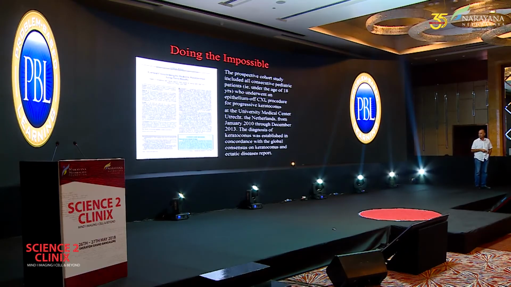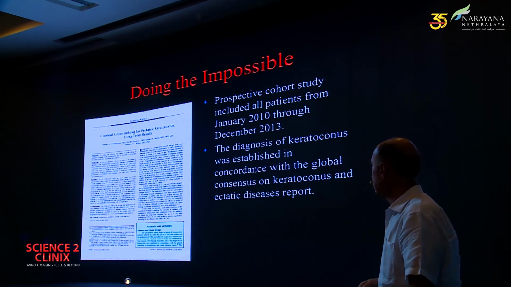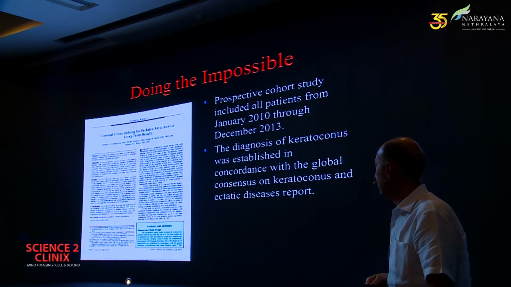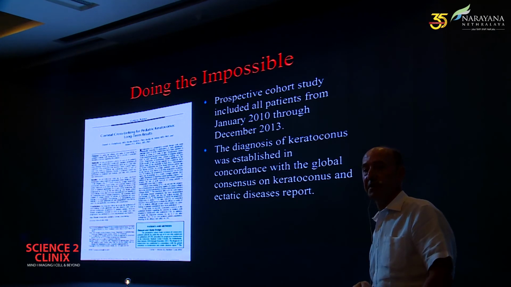It's a prospective cohort study, including all consecutive pediatric patients under the age of 18 who underwent epithelium-off cross-linking procedure for progressive keratoconus at the University Medical Center Utrecht in the Netherlands from January 2010 through December 2013. The diagnosis of keratoconus was established in concordance with the Global Consensus on Keratoconus and Ectatic Disease report. So again, very important. It's a prospective study. All the patients were between 2010 and 2013, and the diagnosis for this study was established by a major article on the Global Consensus of Keratoconus and Ectatic Disease. Any problems there?